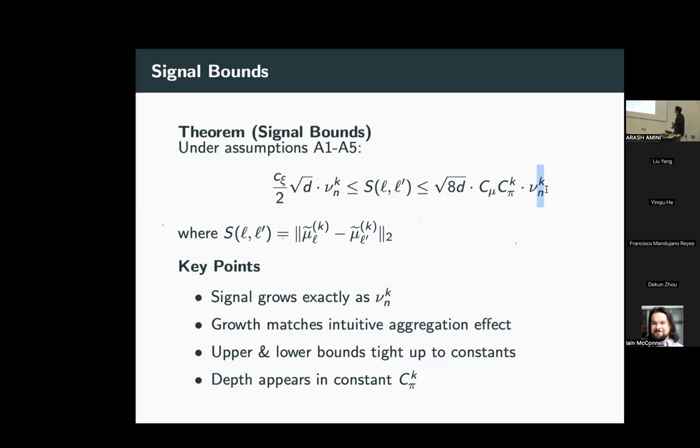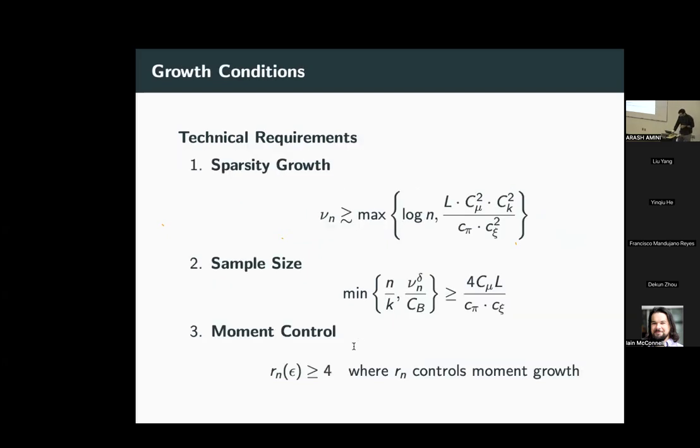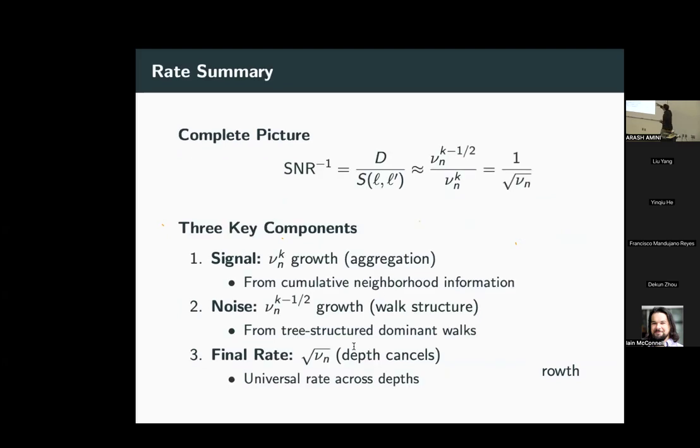It's not that difficult. The more difficult one is controlling the noise. What we can show is that the noise, with high probability, is bounded above and below like this. Roughly speaking, the noise grows like nu n to the k minus 1/2. So the signal goes like nu n to the k, and the noise grows like nu n to the k minus 1/2. If you divide to form the signal to noise ratio, this nu n to the k goes away. So what you end up having is something like this, where D is the noise, so this divided by that, you get 1 over root nu n.